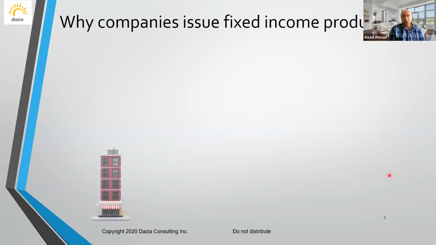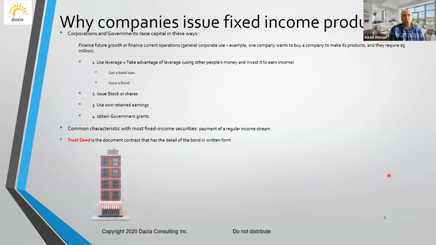So why do companies issue fixed income products? We have a company, they have a building, and their overall company is doing pretty good. Now, they don't have enough space. They need to buy another building, or they need to buy another factory, or they need money for this purpose. So, what can they do? So, in order to finance their growth, a company or even the government of Canada, they can raise capital, they can raise money in several ways.